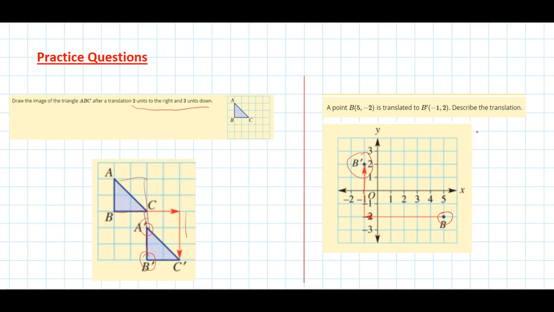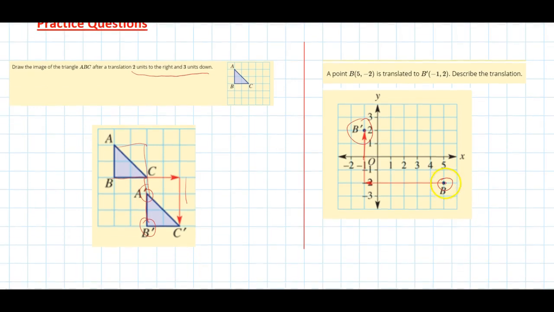Remember, when we are describing a translation, we need to clearly state how many units it has moved. In this example, we're going to start with B moving across. It's moved across 1, 2, 3, 4, 5, 6. So it's moved 6 to the left, and then it has also moved up from there, 1, 2, 3, 4. So I'll write that down: 6 left and 4 up. It's moved 6 to the left and 4 up to get to its new spot. When you describe the translation, state clearly how it's moved in regards to those units.